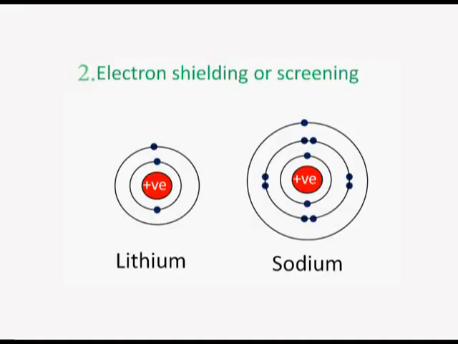Another factor that affects ionization energy is electron shielding. The outermost electron is shielded from the nuclear attraction by the other electrons in the inner shells. So the more the number of shells, the greater the shielding, and hence the less the attraction, which ultimately means the outermost electron is easily lost. Electron shielding thus increases down the group, and this further explains the reducing ionization energy down the group.